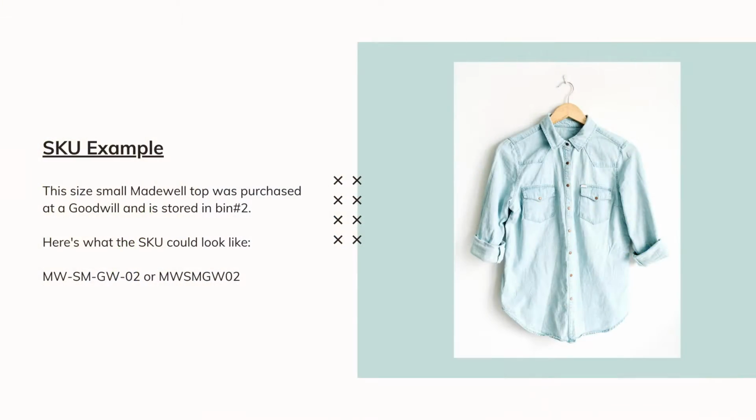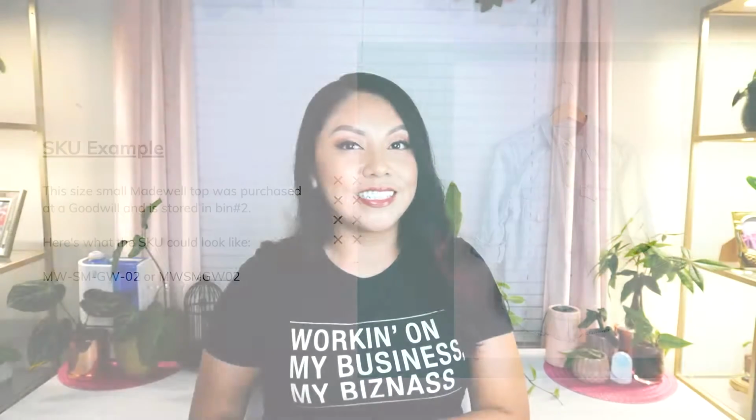We make our own SKU number. We decide how many numbers are going to be in that SKU. So here's an example of how someone might write their SKU number. We have a Madewell top. This Madewell top is in a size small. Someone got it at Goodwill, and it's stored in bin number 2. So a SKU example for this top would be MW for Madewell, SM for size small, GW for Goodwill, and 02 for bin number 2. Now, your SKU number can contain dashes, or you can take out those dashes. This is your SKU number, so you decide how you want it to look.